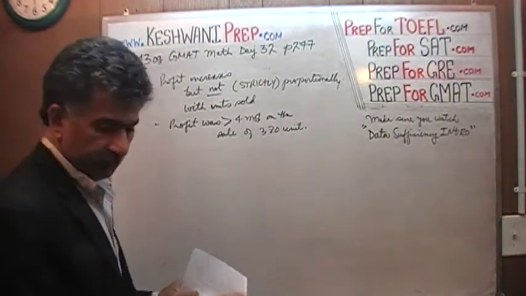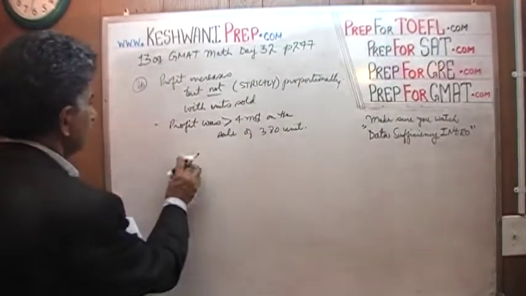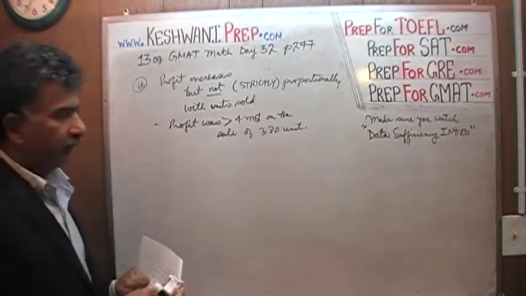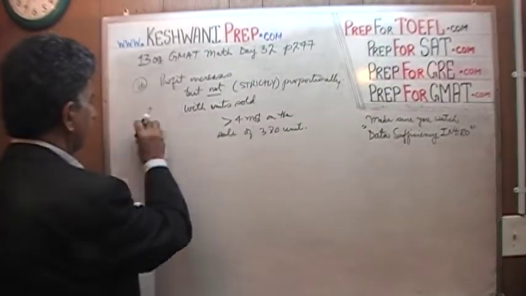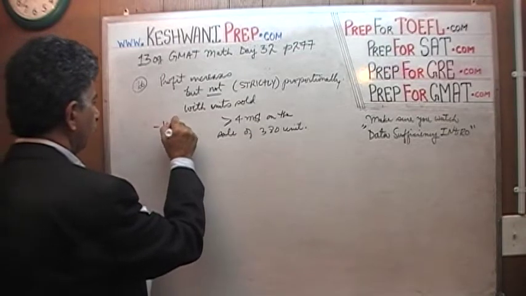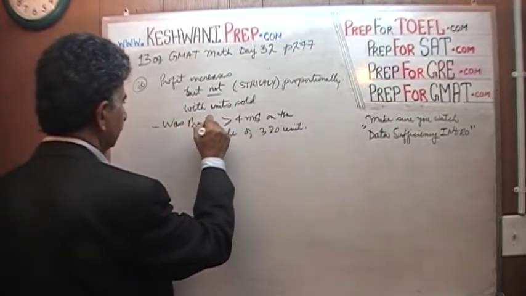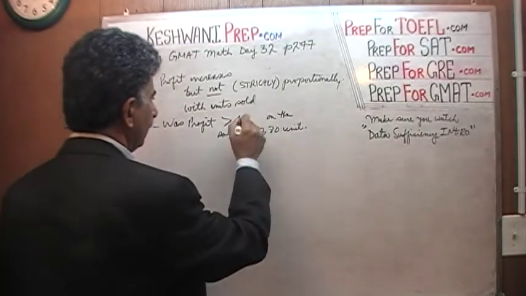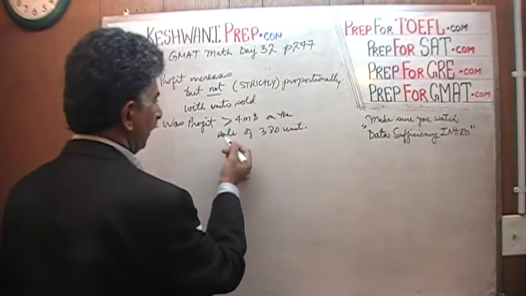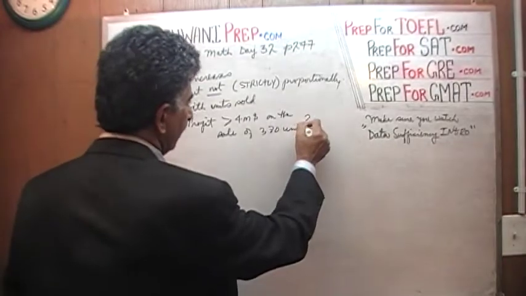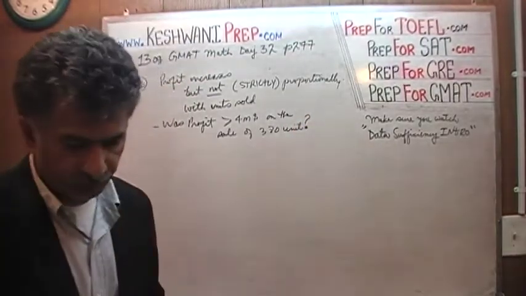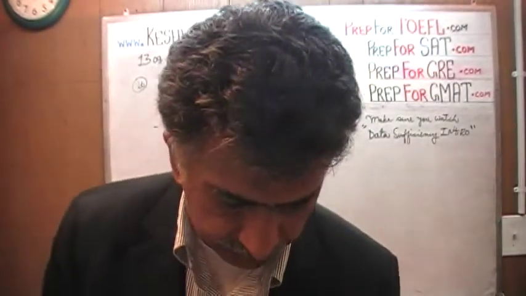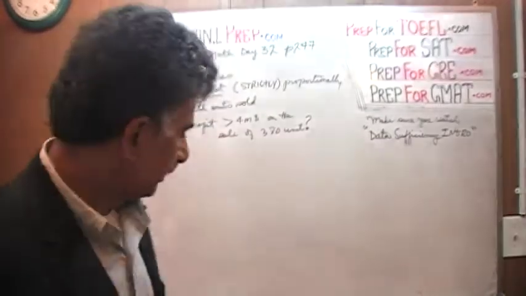Oh, no, sorry. They're not telling us that the profit was more than $4 million on the sale of 380 units. They're asking us that. The question is, was the profit greater than $4 million on the sale of 380 units? That's the question. Let's first understand what they're talking about here. This is the matter of lingo, the matter of terminology.